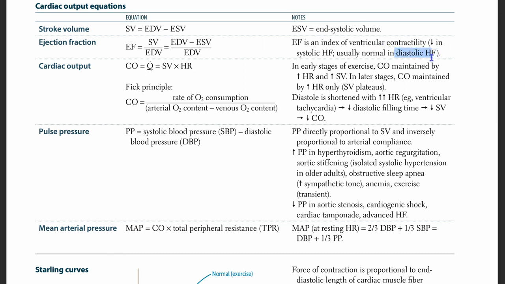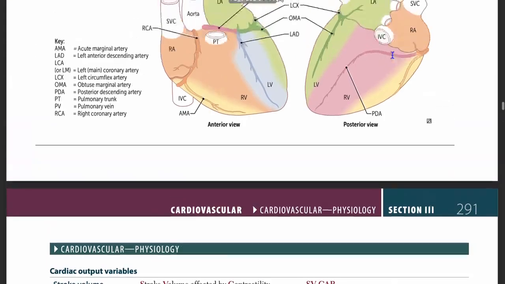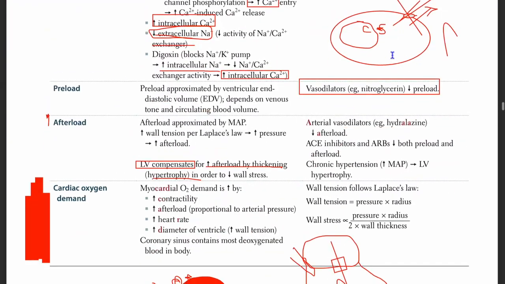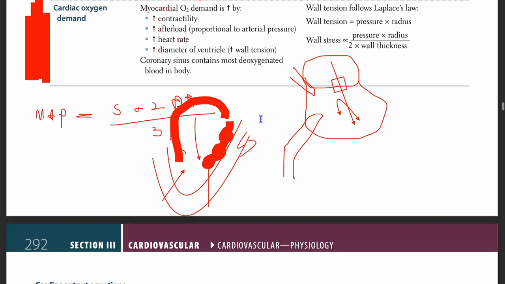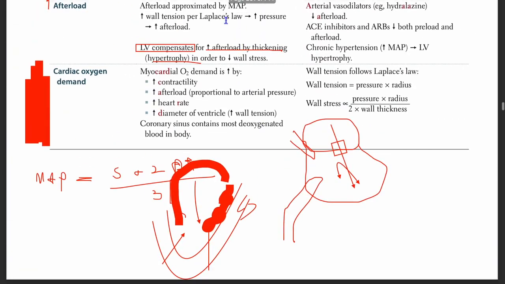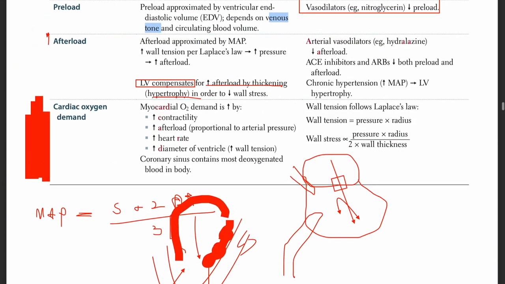Maybe it's not enough blood coming in, or too much blood coming in, or something like that. Because diastolic function depends on two things, right? Preload. So preload, approximated by ventricular end diastolic volume, depends on venous tone and circulating blood volume. Venous tone is like the veins, right? If you have hypertension, then you're going to have this problem right here.